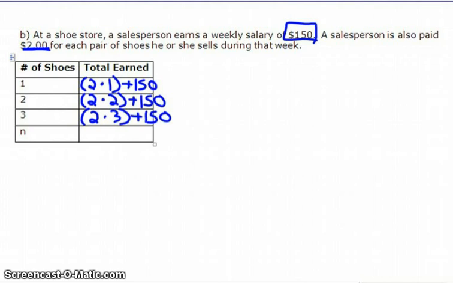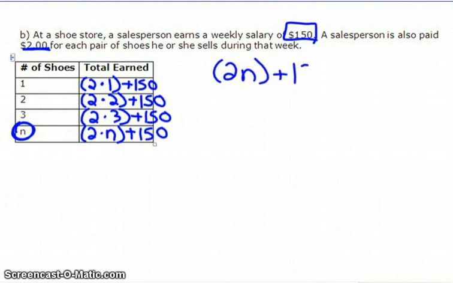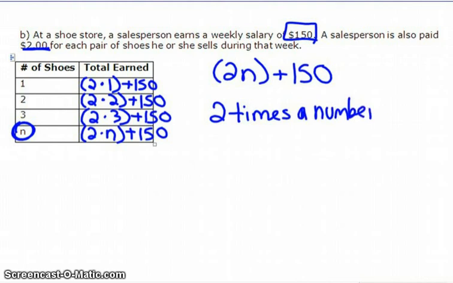So our general expression, okay, when we have an unknown number of shoes they sell, would be 2 times n plus 150. So our expression in mathematical symbols would be 2n plus 150. In words, it would be 2 times n, or a number, I should say, plus 150.